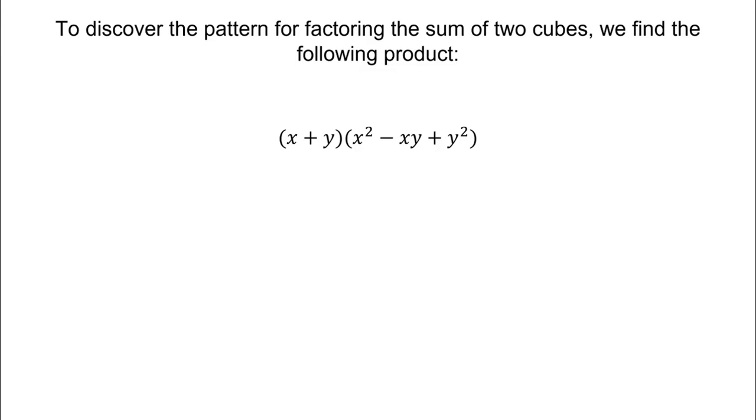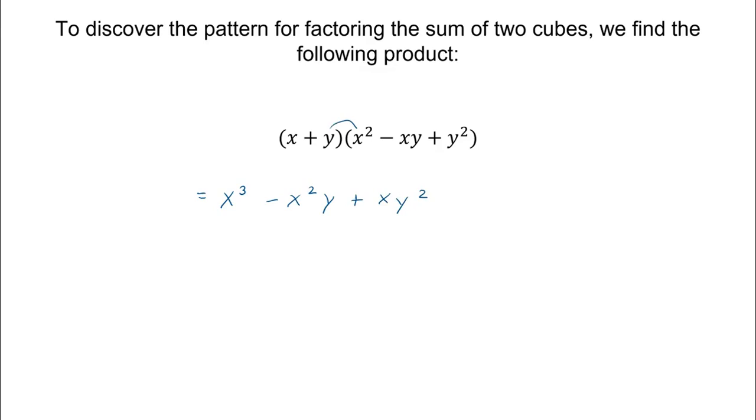Now that we know how to recognize perfect cubes, let's figure out where the sum or the difference of two perfect cubes comes from. Where does that come from? So let's multiply this binomial x plus y times this trinomial x squared minus xy plus y squared. Let's FOIL it out. X times x squared is x cubed. X times negative xy is negative x squared y. And x times y squared is xy squared.